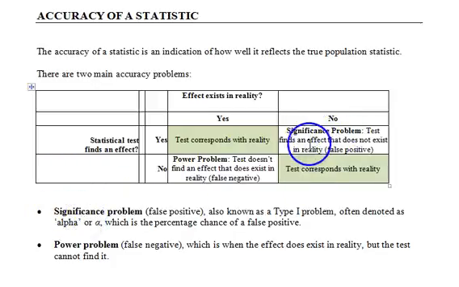So the significance problem, the false positive, also known as type 1 error, is often denoted by the alpha, which is the percentage or chance of a false positive. So here, you can just increase your risk level, your alpha level. You can increase it or decrease it. So by altering it, you are playing around with the significance of your test, because if you are doing it at 90% confidence, you have too much room for error, which is 10%.